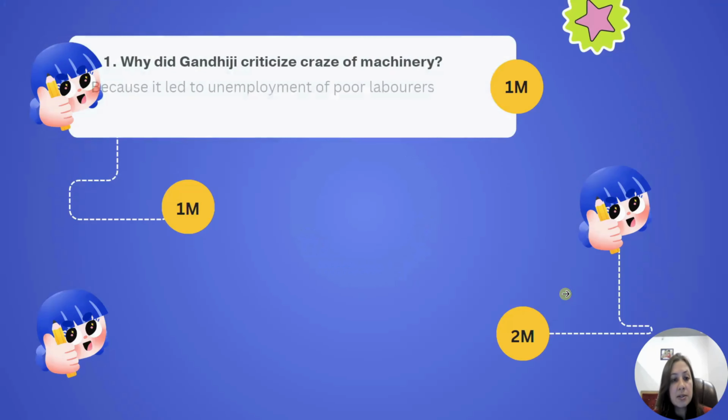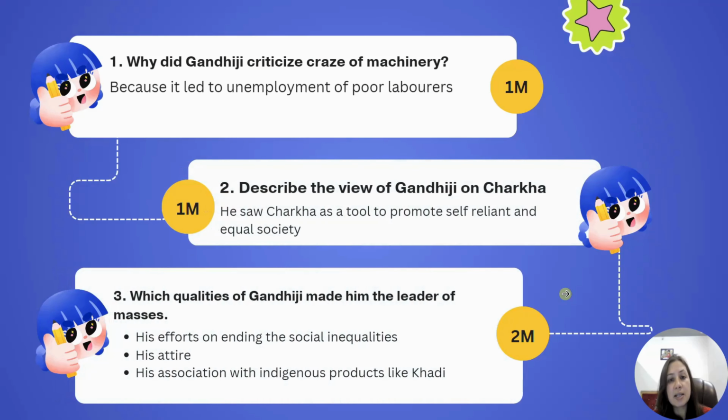Coming on to the questions. Why did Gandhiji criticize craze for machines? We know it's because of unemployment. Describe the view of Gandhiji on Charkha. He saw Charkha as a tool to promote a self-reliant and equal society.